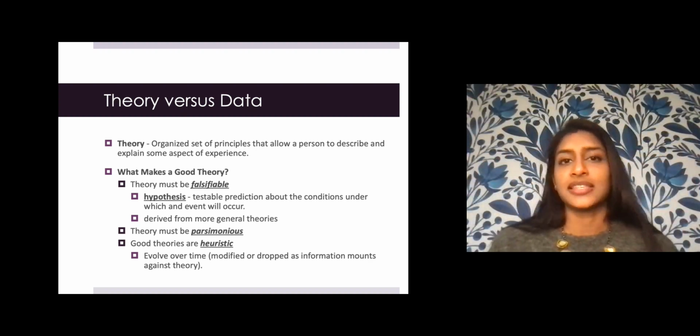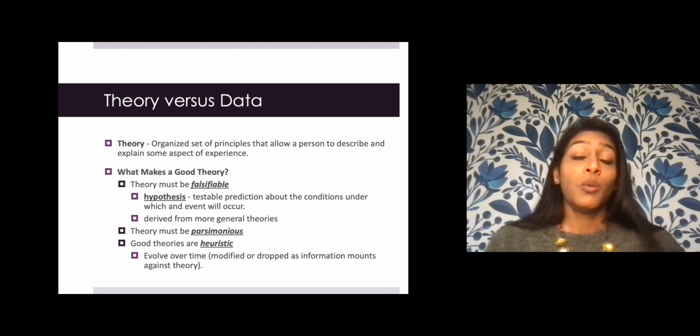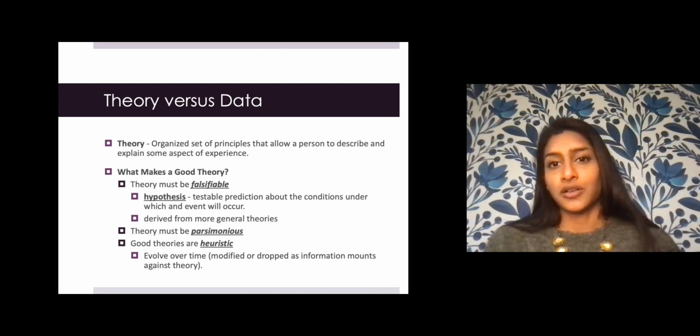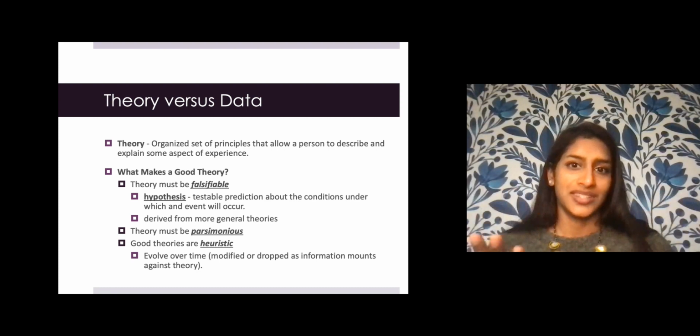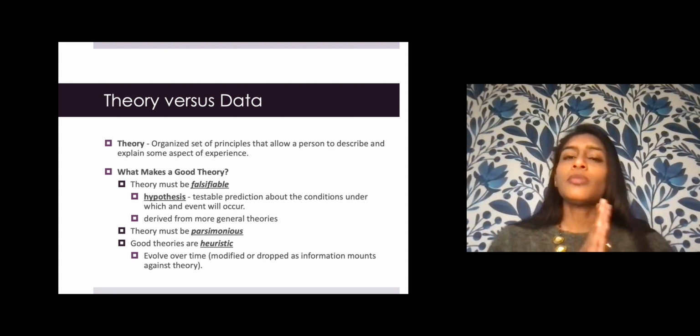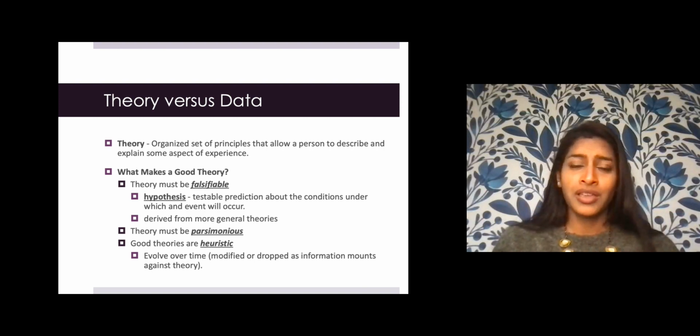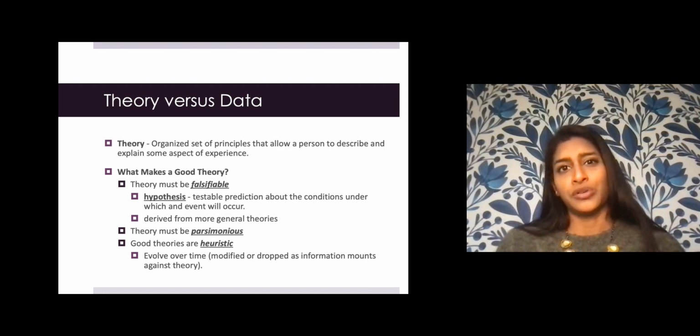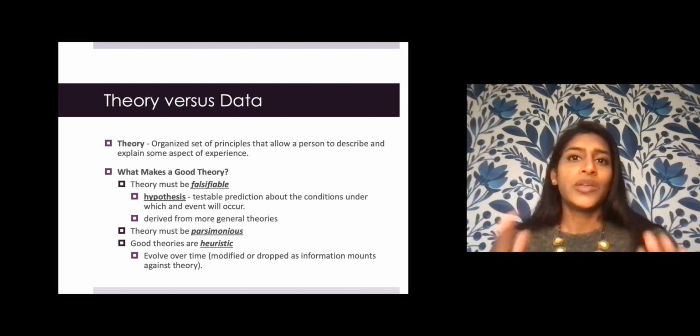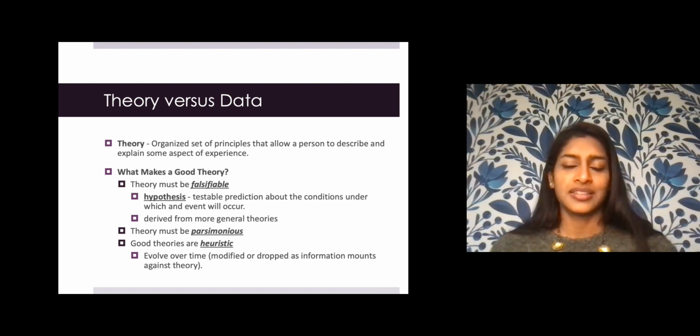So what makes a good theory? Well, the theory itself has to be falsifiable. What does that mean? It means that we should be able to prove, but also disprove the theory. Okay, we can't create something that we can never disprove, right?